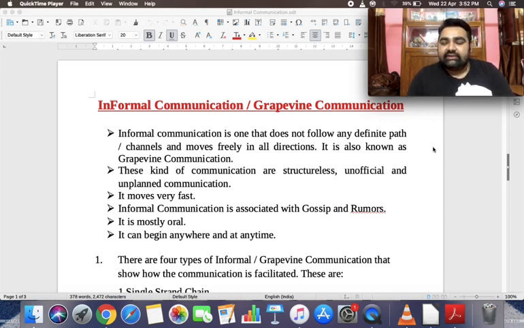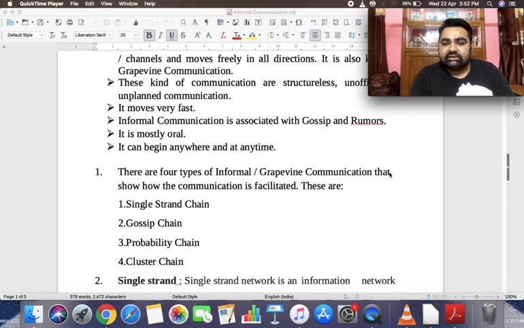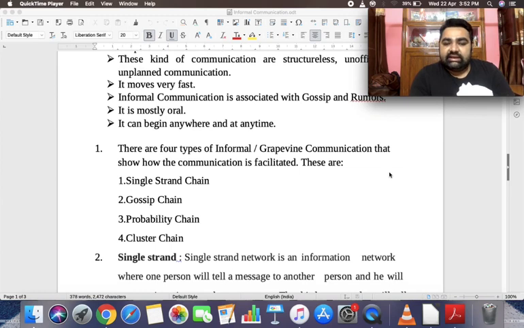So basically, if we talk about the structures of the movement of this kind of communication, there are generally four types of informal communication. They are single strand chain, gossip chain, probability chain, and cluster chain. These four are the types of informal or grapevine communication.